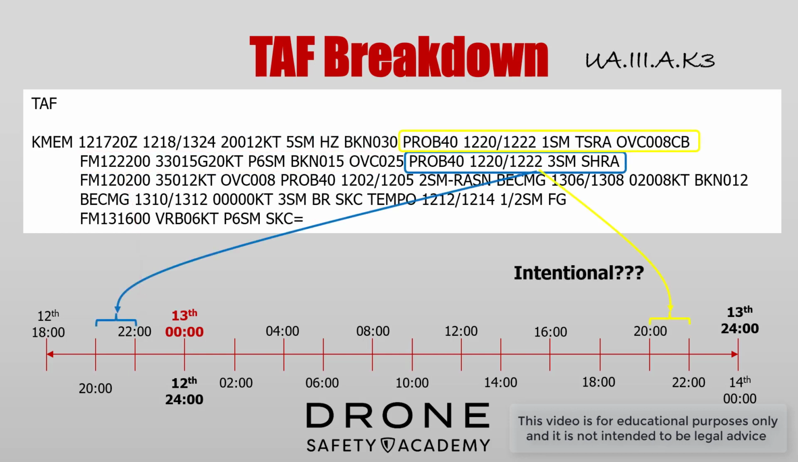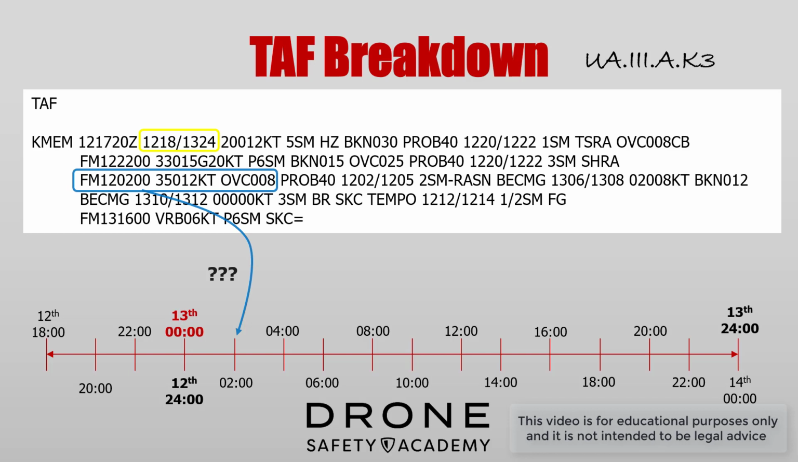Here's another probability 40 group, which is very interesting because it is the same date and time and probability as the one above it. However, the visibility and weather phenomenon is different. So this may be intentional to see if you guys are paying attention. If we take it verbatim, it conflicts with the one above it. It may have been intended for the 13th day. I don't know.